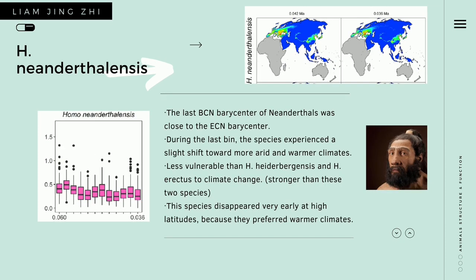For Homo neanderthalensis, the last BCN barycenter of Neanderthals was close to the ECN barycenter. During the last bin, this species experienced a slight shift towards more arid and warmer climates, and this species was found to be stronger than the previous two species, which are Homo heidelbergensis and Homo erectus. And since they were adapted to warmer regions, they disappeared at very high latitudes because they preferred warmer climates.